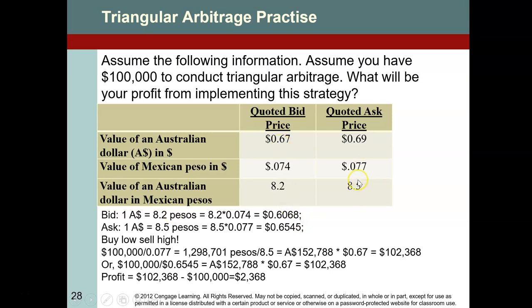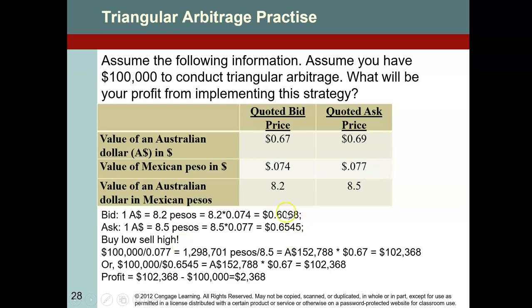For ask price, again, we can multiply these two numbers, 8.5 multiplied by 0.077, so we know 1 Australian dollar is worth 0.6545 US dollars, which is lower than the original ask price. So the new bid and ask are both lower than the original bid and ask price of the value of an Australian dollar in US dollars. So again, we can buy low and sell high.